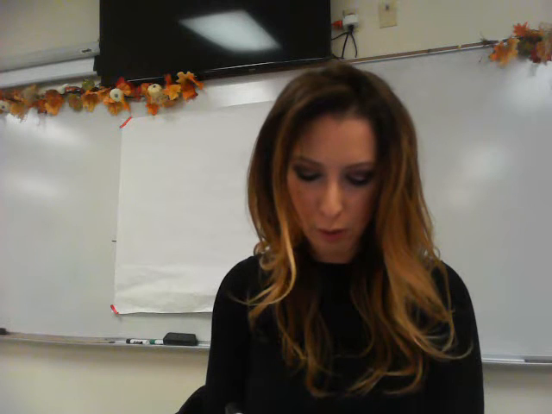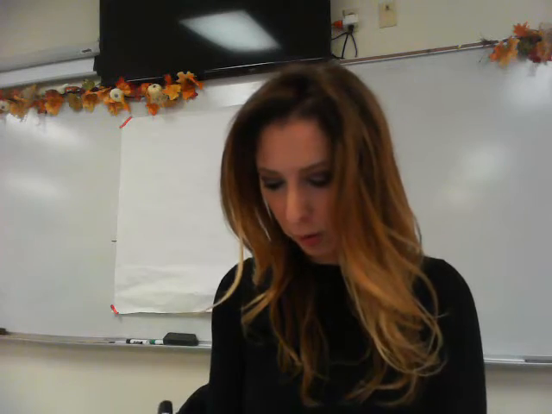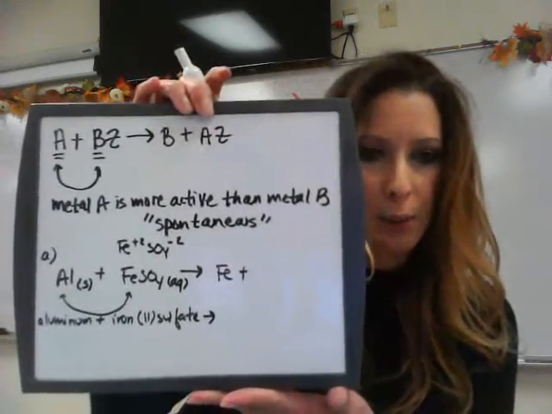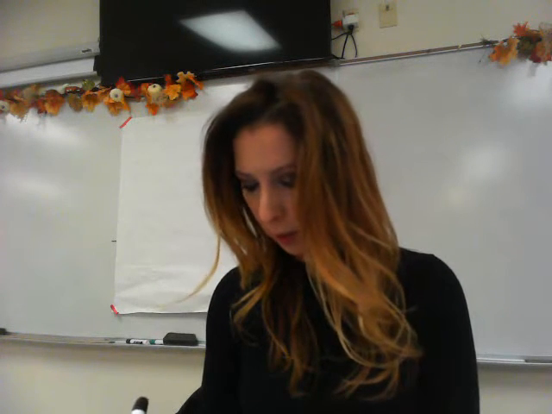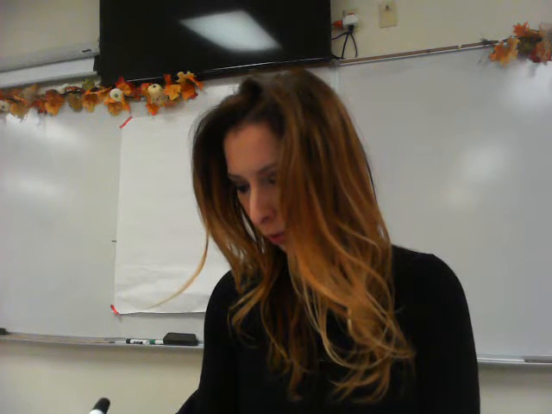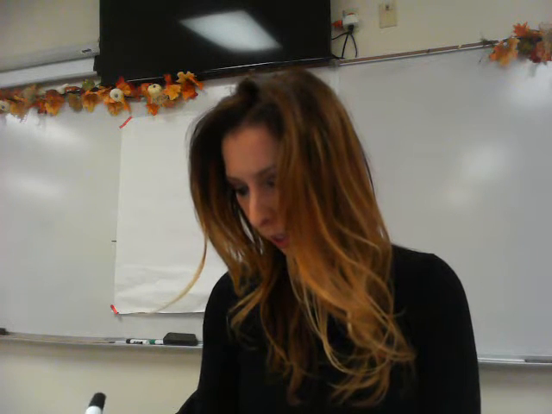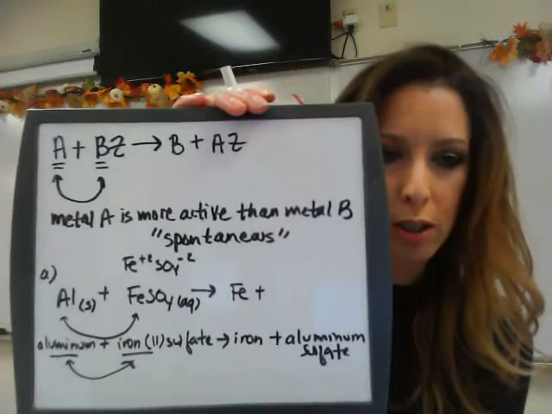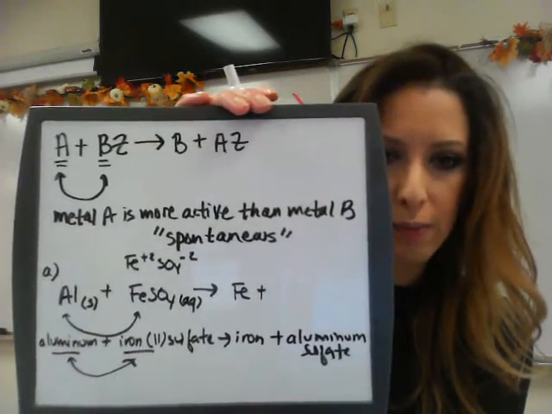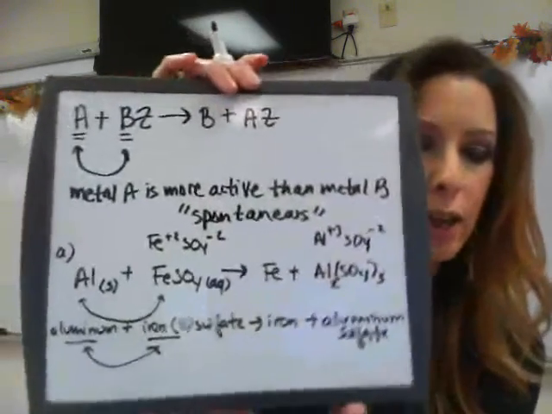Now, what might be easier for you is if you write these out in words first. So I'm going to write aluminum and iron 2 sulfate in words. I'm going to underline the iron and the aluminum because they're going to switch. And when they switch places, I kick out the iron and I get aluminum sulfate. So it looks just like this. Even though you're kicking out iron 2, you will not put a charge on the iron. You're just going to leave it as Fe. And then aluminum sulfate is Al(SO4)3. I'm going to show you the charges that I crossed to get that.